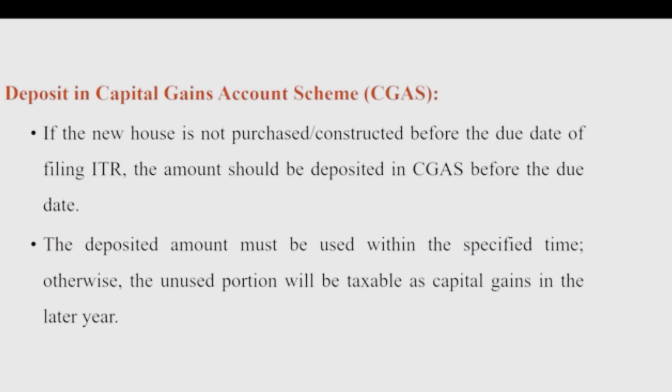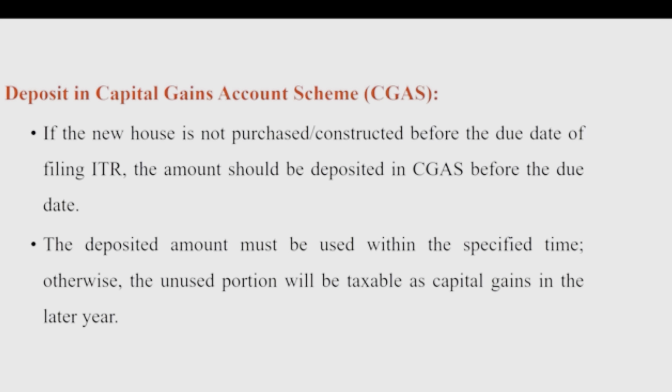Next you have the deposit in the capital gain account scheme. The capital gain account scheme is designed to help taxpayers defer the capital gains tax when they intend to reinvest the gains in purchasing or constructing a new house, but are unable to do so before the due date of filing their income tax returns. Now, what is this ITR due date? That is July 31st for individuals.